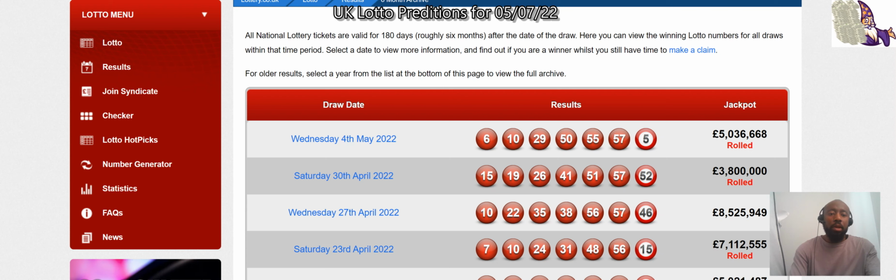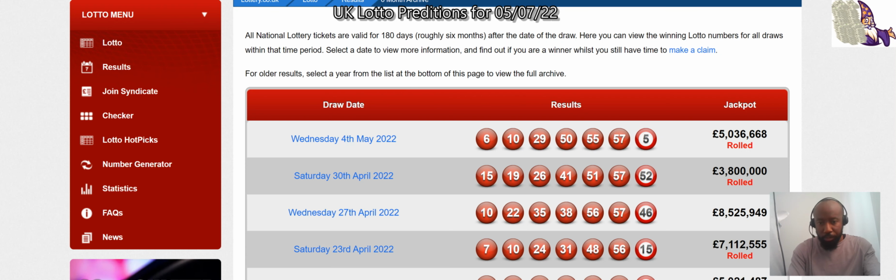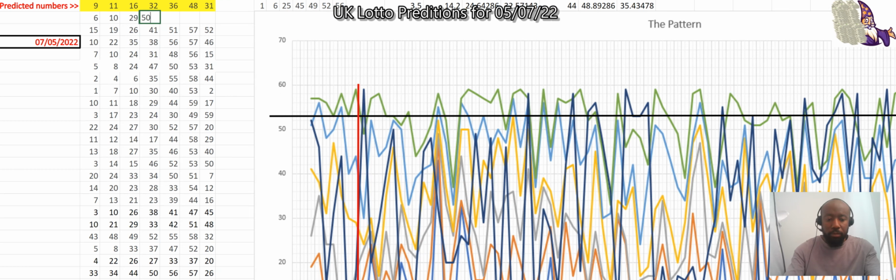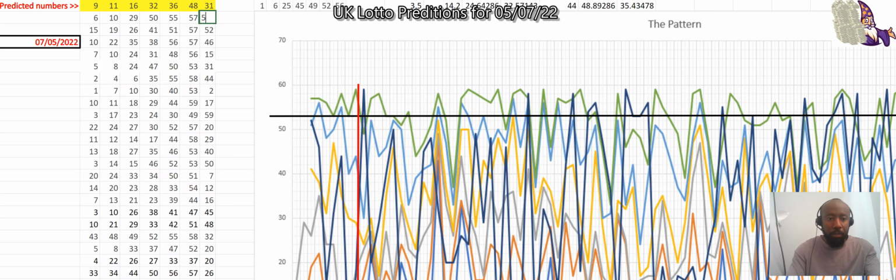6, 10, 29, 50, 55, 57. The very last number before we go into the calculation is 5. Cool.